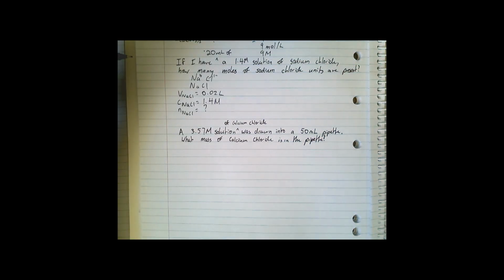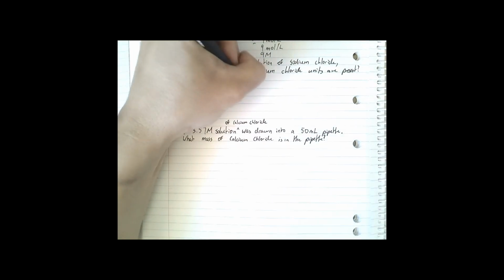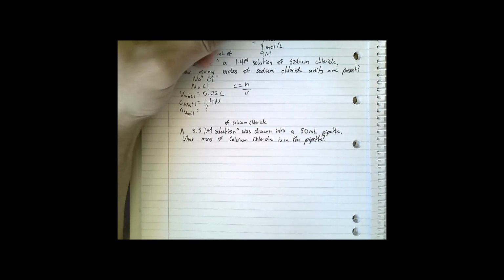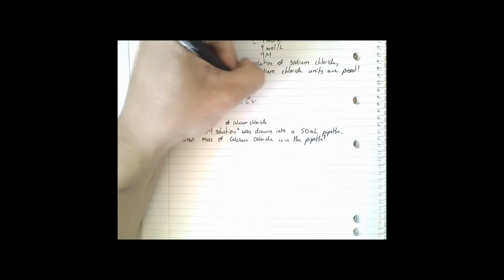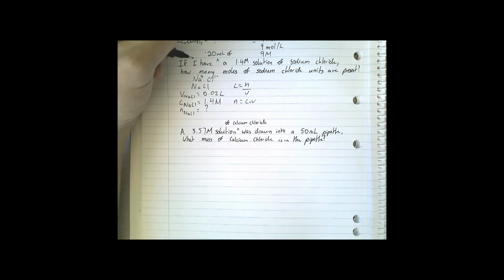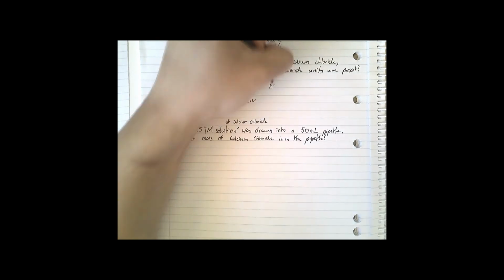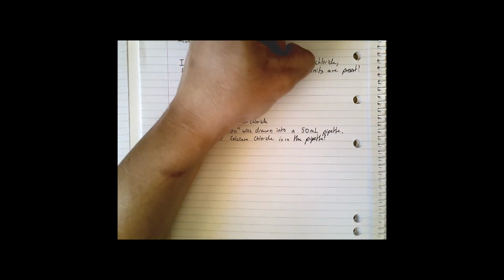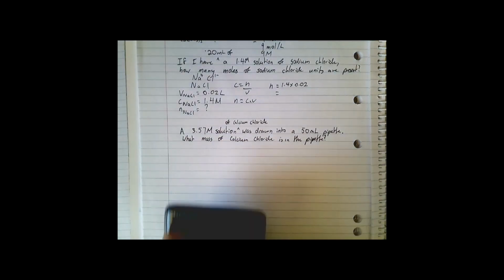What I would do first is write the equation that we're going to use and rearrange. So C equals n over V is what we know, but I'm going to rearrange that so that n is my subject. So n is equal to C times V. All we need to do from this point is substitute and go from there. The volume is 0.02 and the concentration is 1.4. So n is equal to 1.4 times 0.02. We can calculate that quite easily.